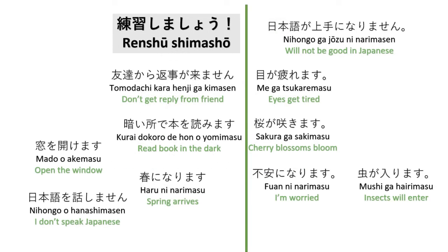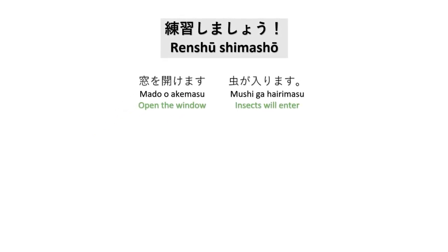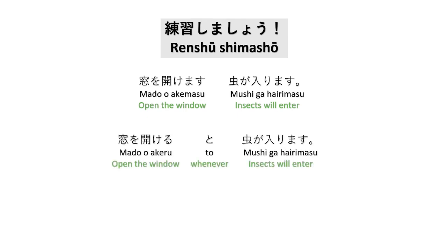Right, next. Mado akemasu. And its partner is mushi ga hairimasu. Whenever you open the window, insects enter. How do we do that? Mado akeru to mushi ga hairimasu. Whenever you open the window, insects enter or insects will enter. So akeru is the present casual of akemasu.